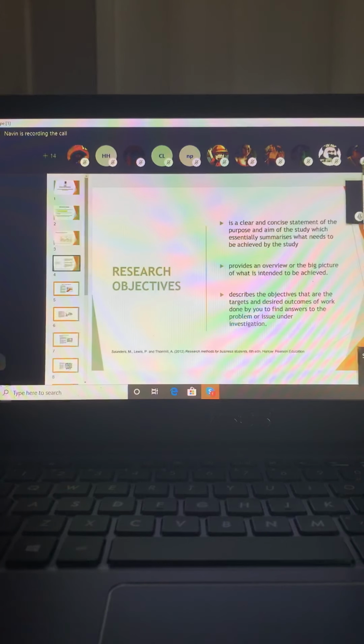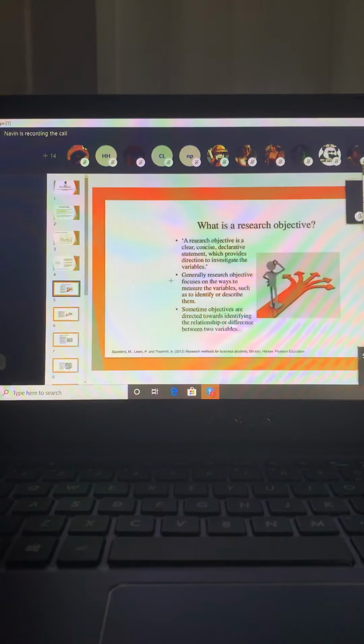It describes the objective of the targets and also the desired outcome of the work done by you. So in a nutshell, research objective means you are telling people why you are doing the research, for what you are doing the research. Now let's look at another slide.